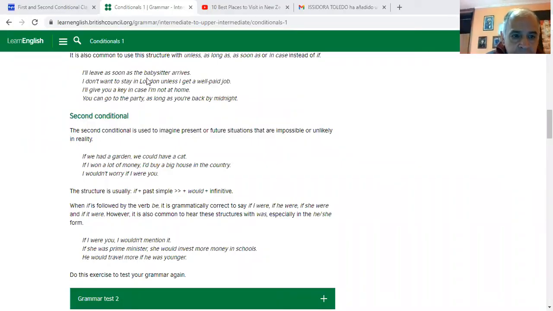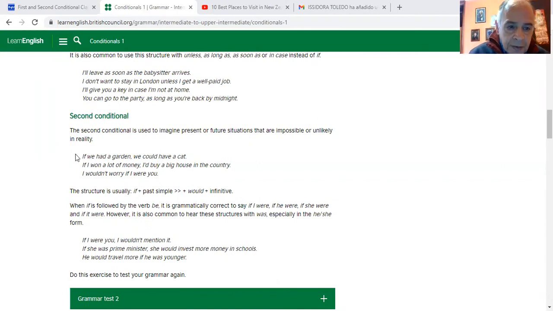The other one is kind of the first conditional, but this is the one that I'm interested in you to know. The second conditional is used to imagine present or future situations. It's the equivalent in Spanish to say, si yo tuviera, si yo fuera, si nosotros viniéramos, which is an imagination kind of thing. Okay. But it's not real. It's not probable to happen.